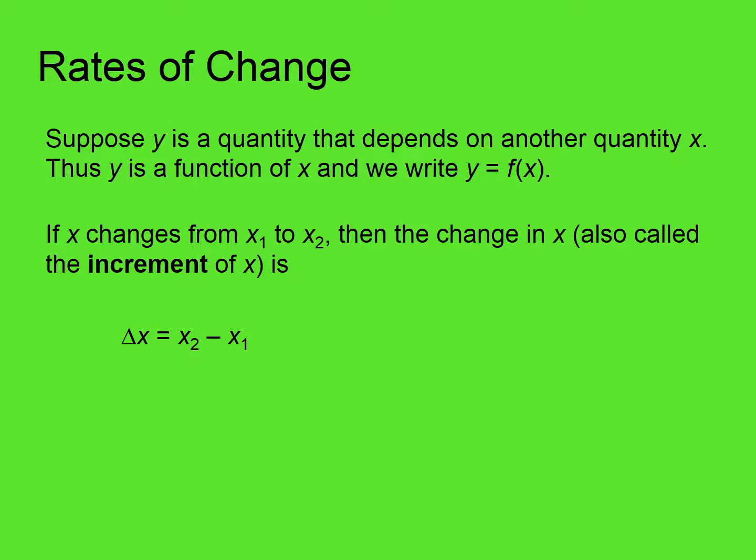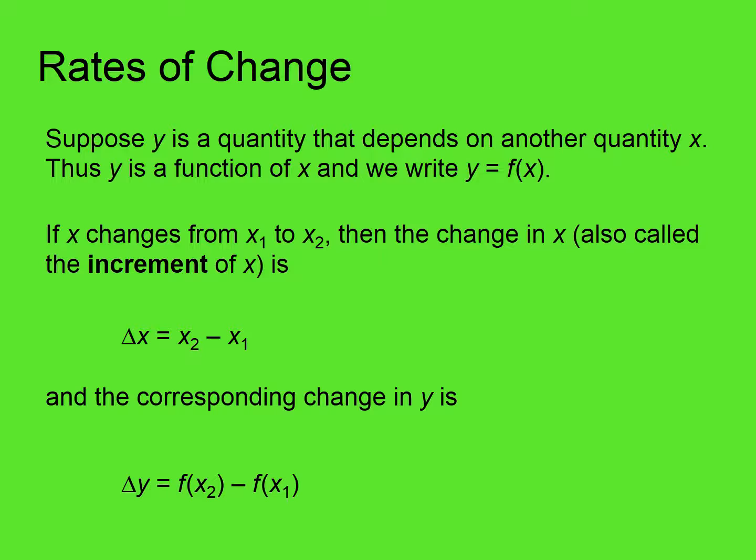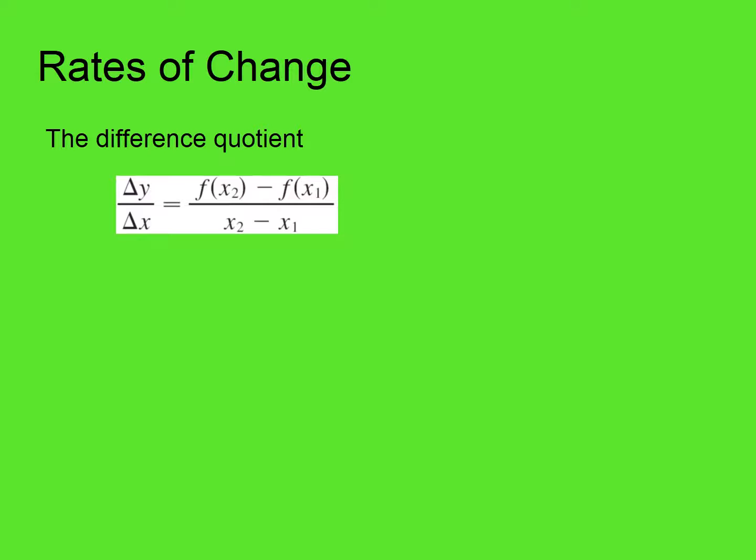Now x is changing from x1 to x2. Then the change in x, also called the increment of x, is delta x equals x2 minus x1. And the corresponding change in y is delta y equals f of x2 minus f of x1. The difference quotient, delta y over delta x, change in y over change in x, is f of x2 minus f of x1 all over x2 minus x1.